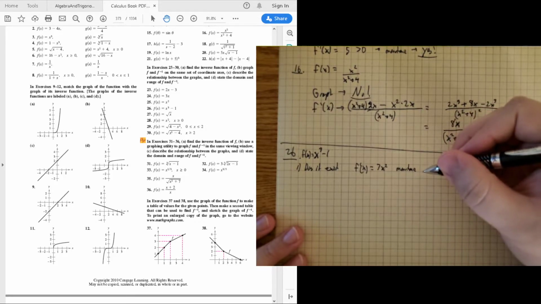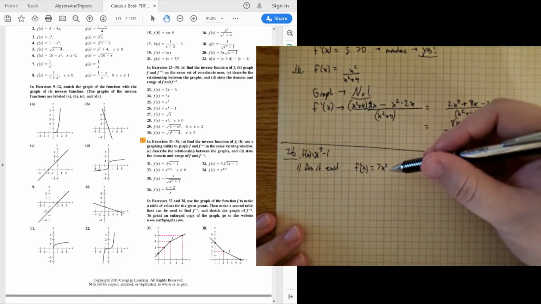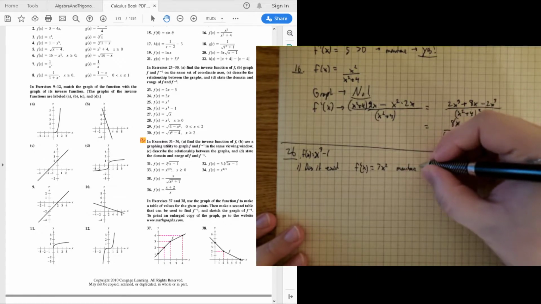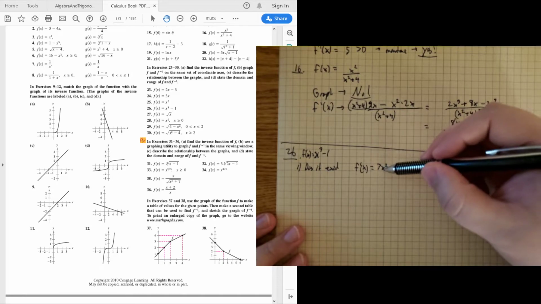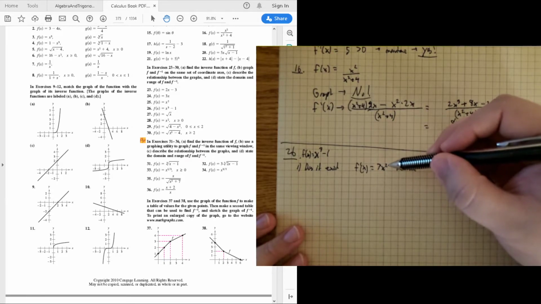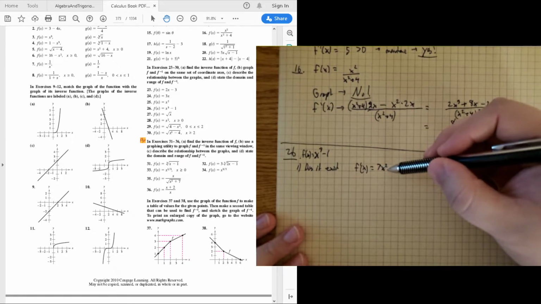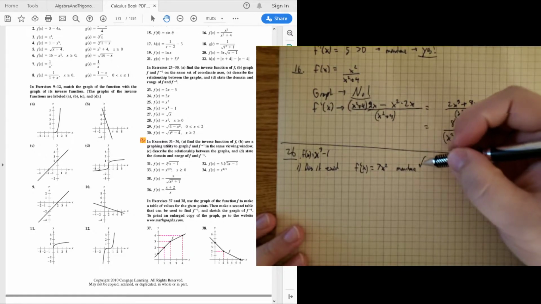How do I know it's monotonic? Well, it's always bigger than or equal to 0. And so this actually checks out. How do I know? Well, 3 is a positive number. x squared, since it's squared, will always be a positive number. Positive times a positive will always be positive, therefore it's monotonic.